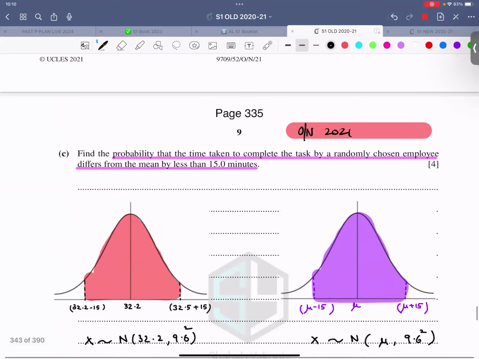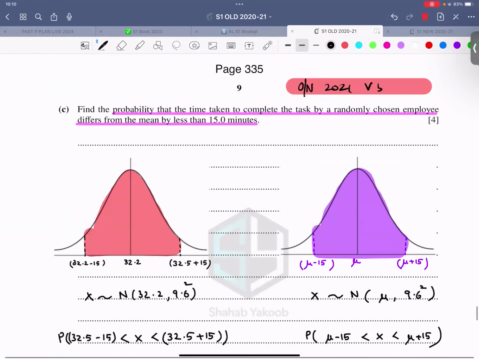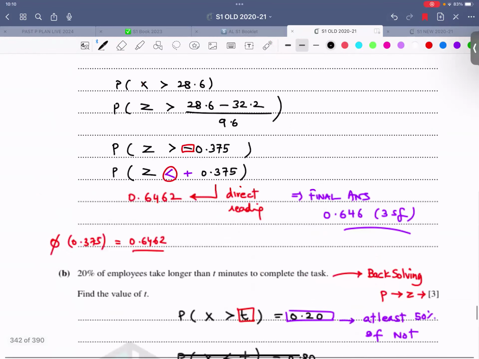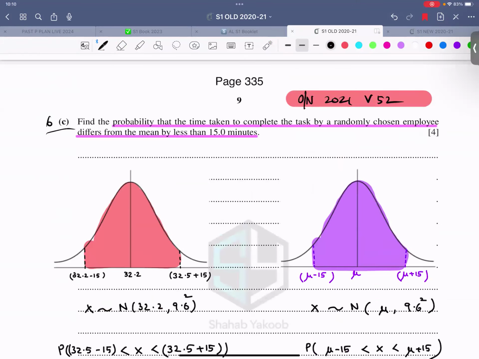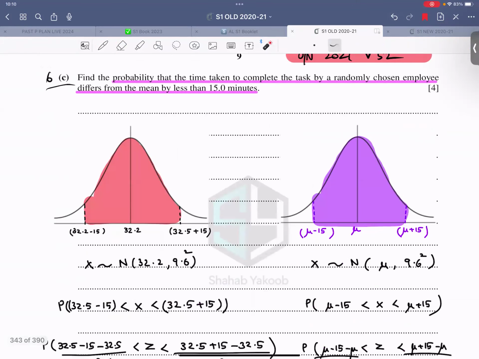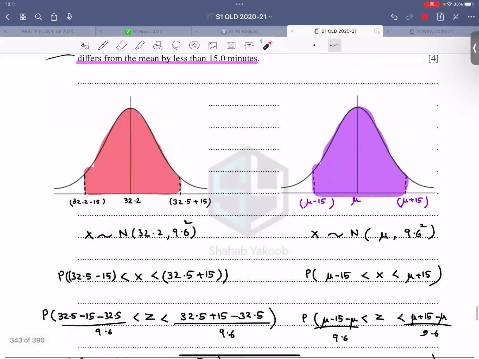And the variant is 52. The variant is 52. And this question number, you can see from here, that is question number 6. So this is 6C. Now, this is important. Find the probability that the time taken to complete a task by a randomly chosen employee differs from the mean by less than 15.0 minutes.